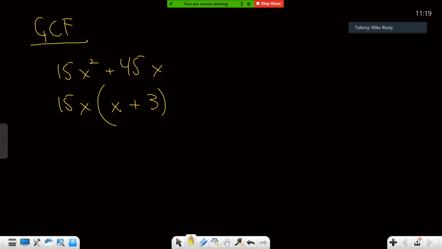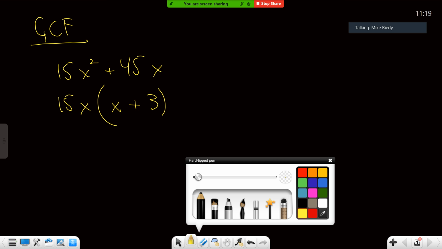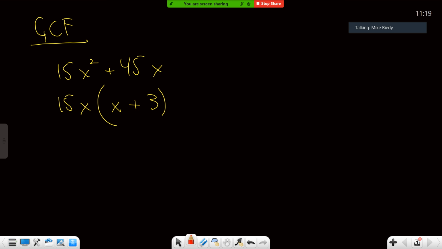Okay, so we factored out the GCF. That's going to become a fairly common practice, and that's a thing that you want to do at the start of every single problem. There might not be a GCF, but you want to be asking yourself, is there a GCF here? All right, next example. Looks very similar, but it's a little different. Factor out the GCF and tell me what you get, please.